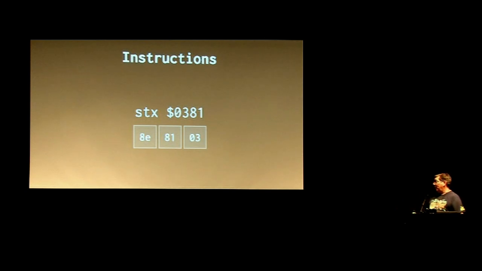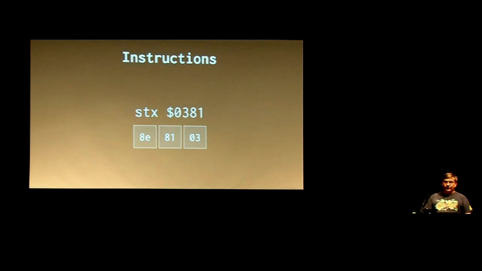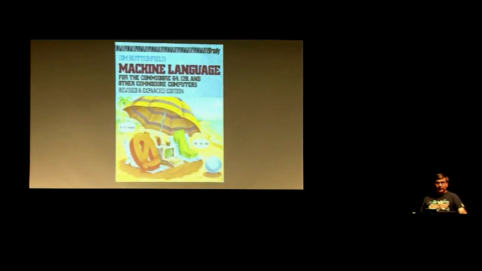That is then followed by the memory address. The bytes here are 81 03. The bytes are swapped because it's a little endian architecture. And if you notice, this is actually the same instruction featured on the cover of the Butterfield book. The 0 character is saying STX 381, and the 1 character is showing you how that's in memory as 8E 81 03. Now, how cute is that? Whoever came up with that, that was a great idea.